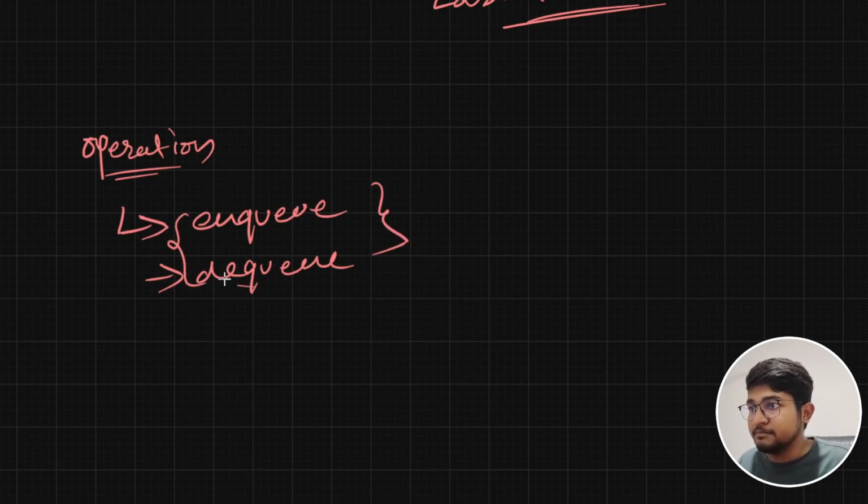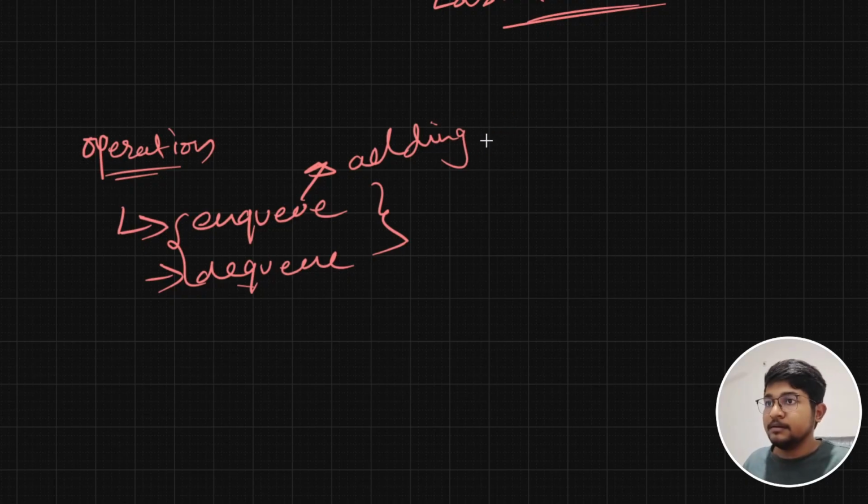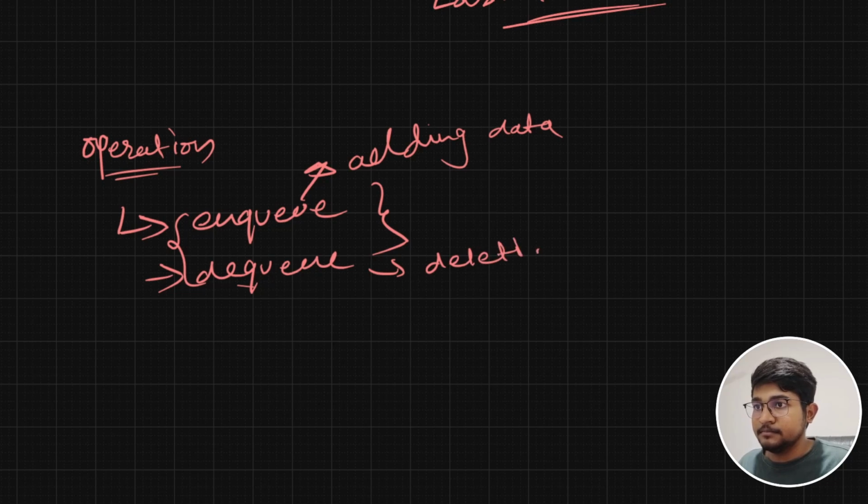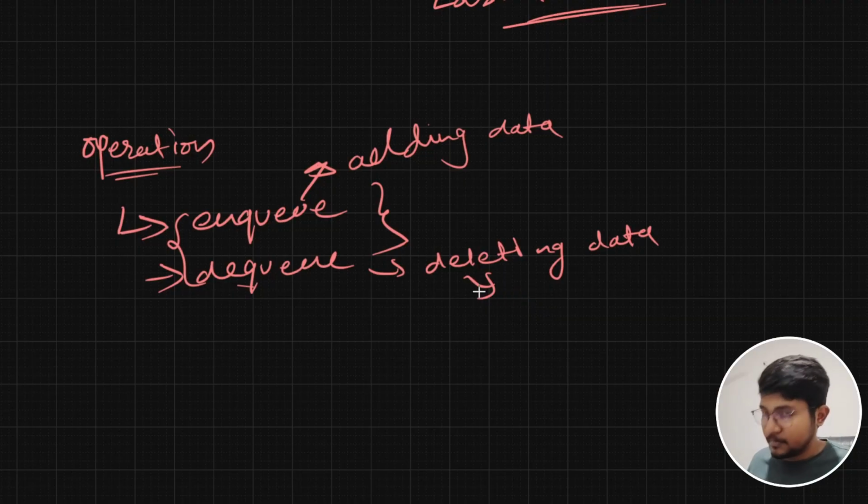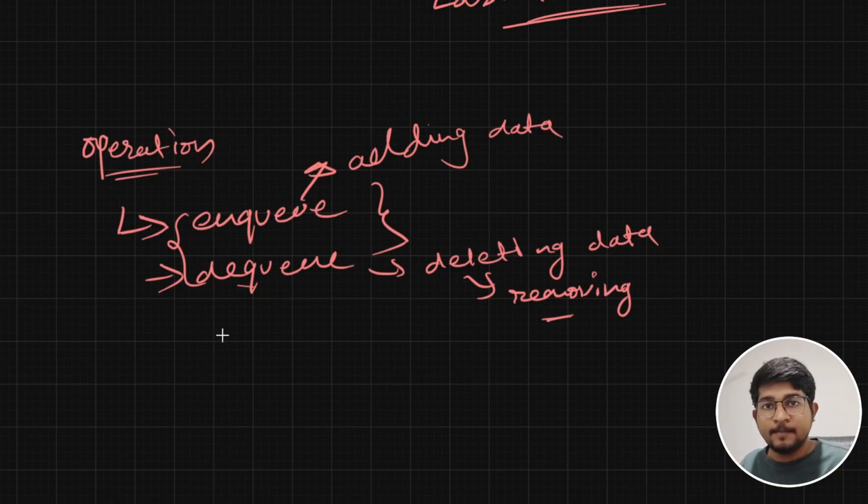This is the most important thing. Enqueue means adding data, and Dequeue means deleting or removing data. Cool. Okay, Enqueue means adding a new data, and Dequeue means deleting data. But there is a catch.